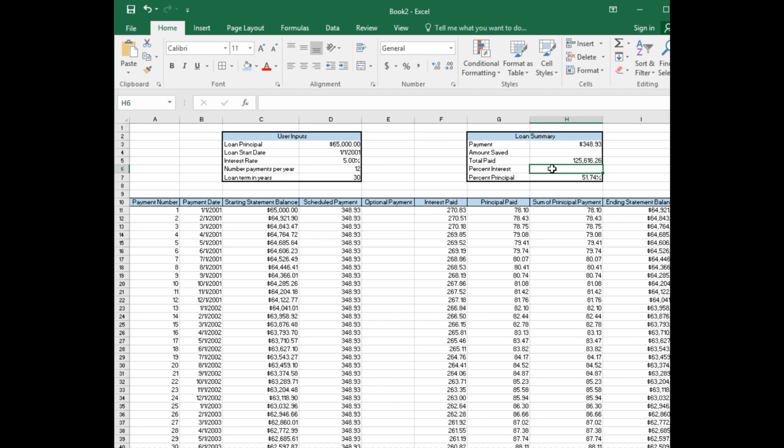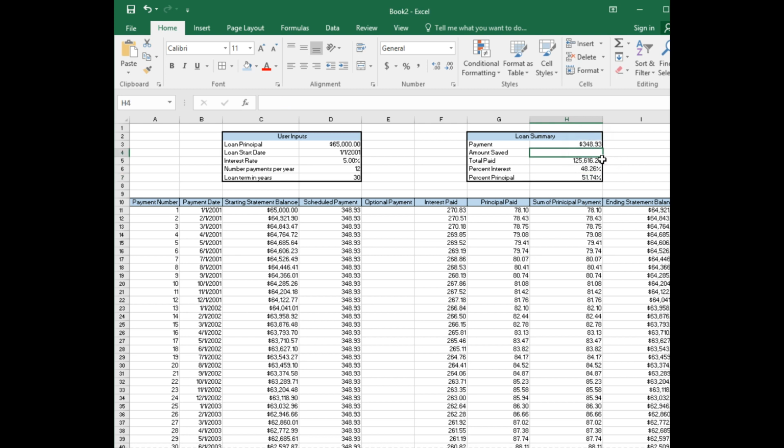So to calculate the percent that went towards the interest, well, that's going to be equal to 100% subtract off the percent that went towards the principal. And so that's the 48.26%. All right.